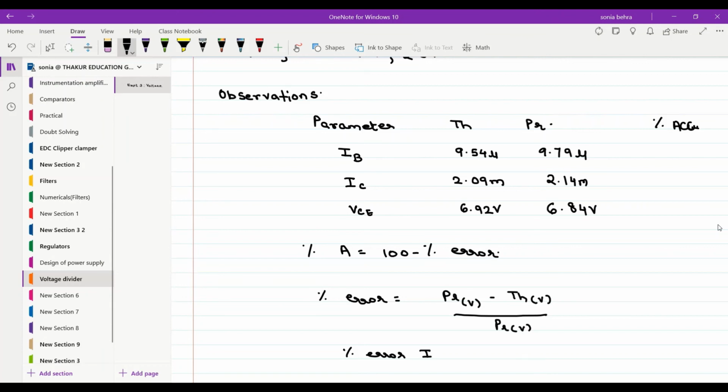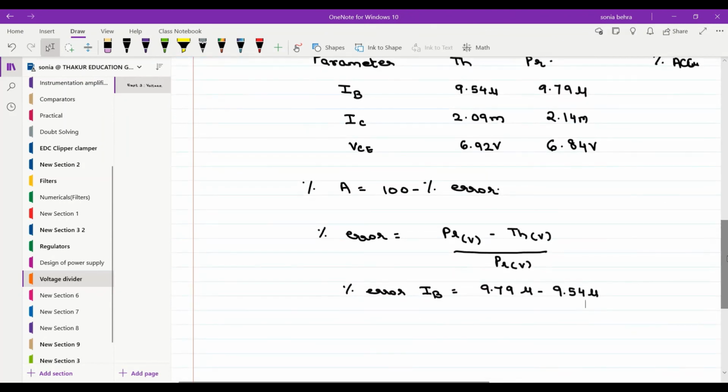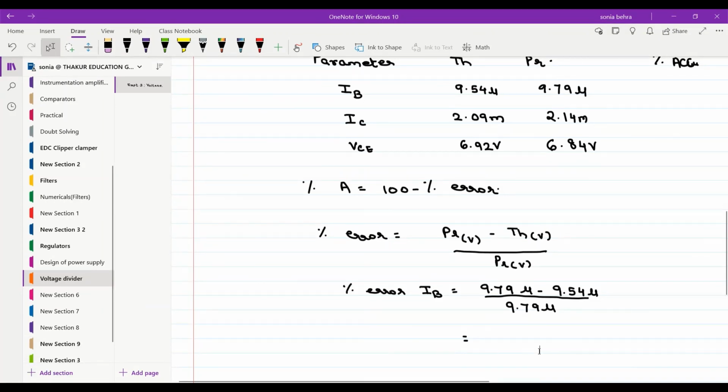So if I am finding percent error for IB, it will be 9.79 micro minus 9.54 micro upon 9.79 micro. So let us calculate this value. Since it is percentage error, it is multiplied by 100%. So this value comes out to be 2.55%.